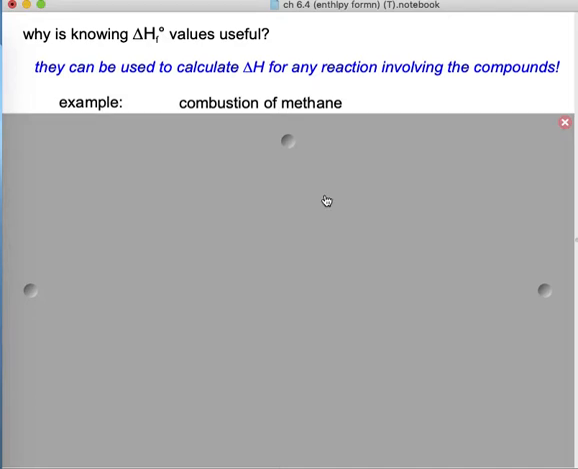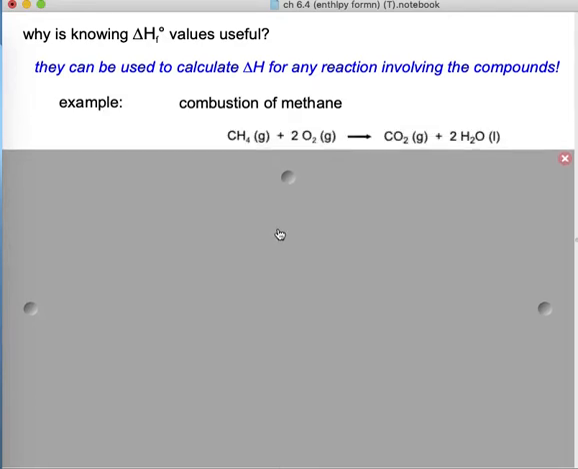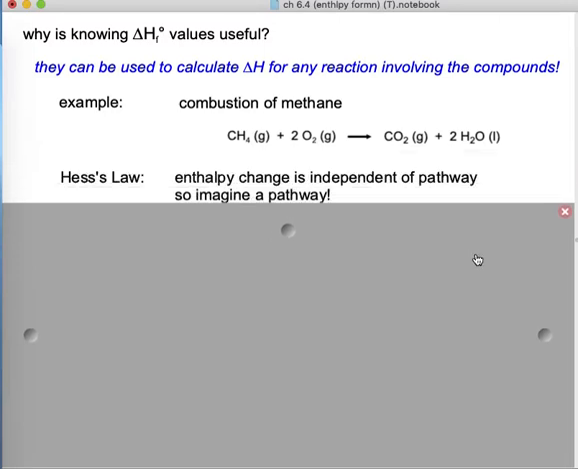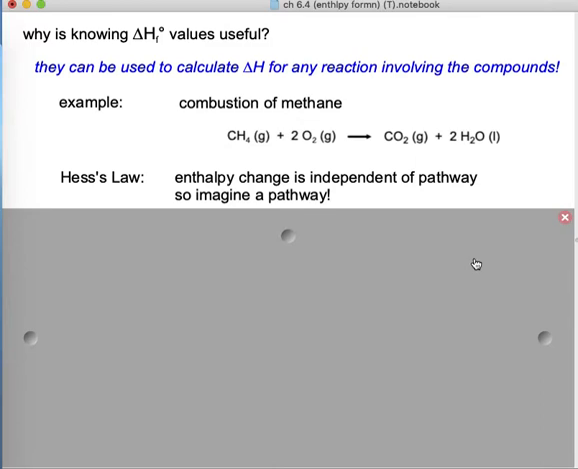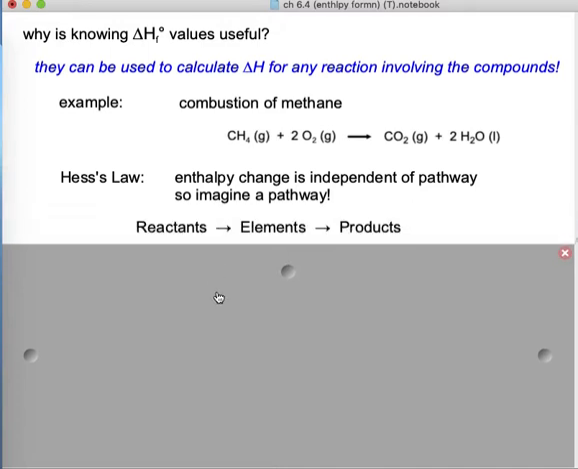Okay? Let's take an example of combustion of methane. Okay? 1 mole of methane reacts with 2 moles of oxygen gas to form 1 mole of carbon dioxide gas and 2 moles of liquid water. Okay? Hess's law says that the enthalpy change is independent of the pathway. So we're going to make up an imaginary fictitious pathway. And that pathway is very simple. We will take the reactants, we will convert them into their elements in their standard states. We will then take those elements in their standard states and let them react to form the products.